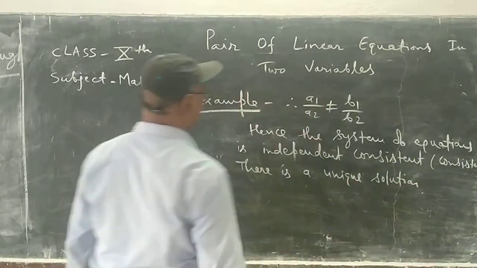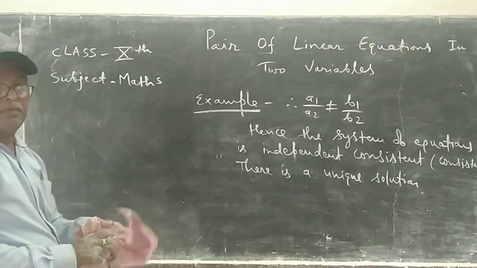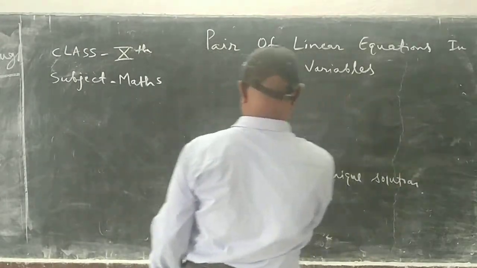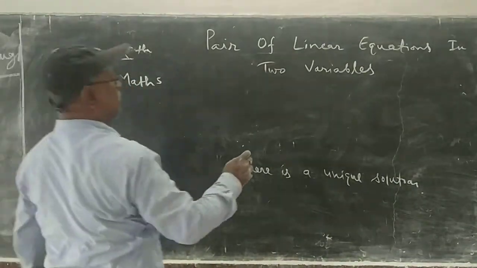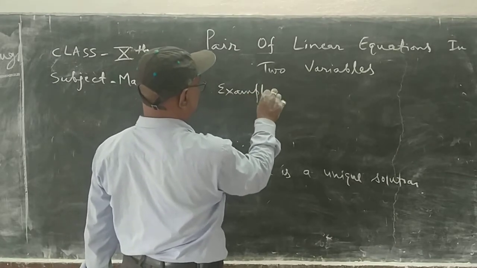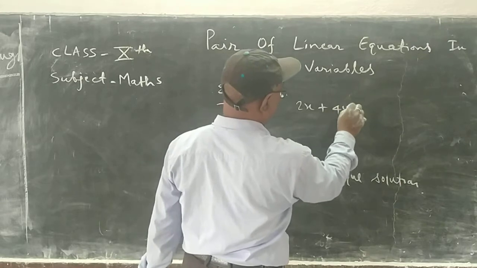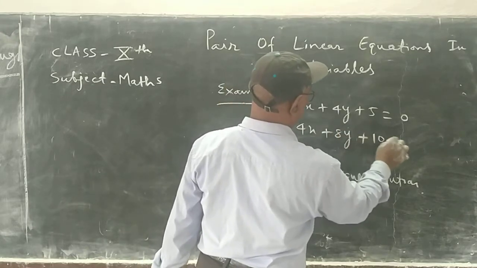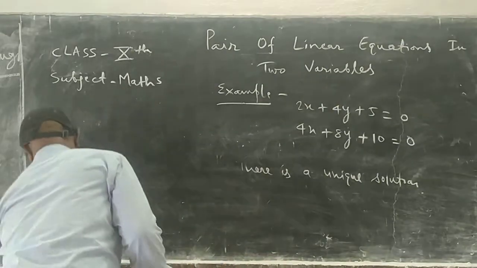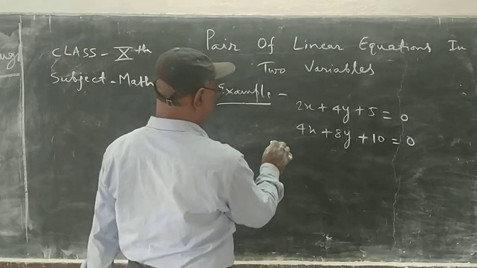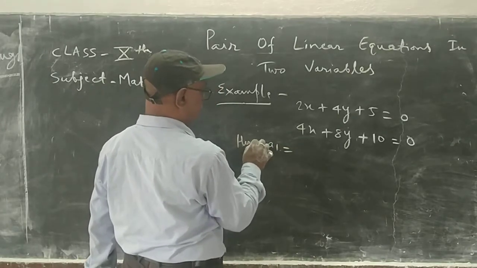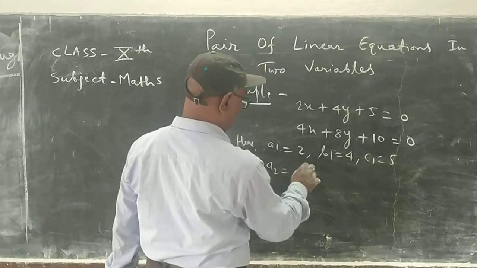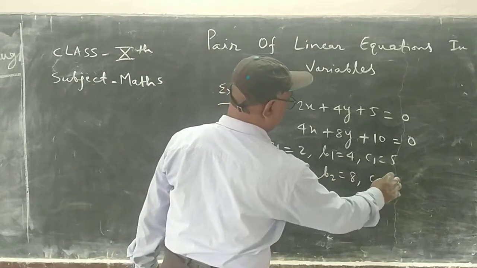Now, the second case is the next example: 2x plus 4y plus 5 equals 0, and 4x plus 8y plus 10 equals 0. Here a1 is 2, b1 is 4, c1 is 5, a2 is 4, b2 is 8, and c2 equals 10.